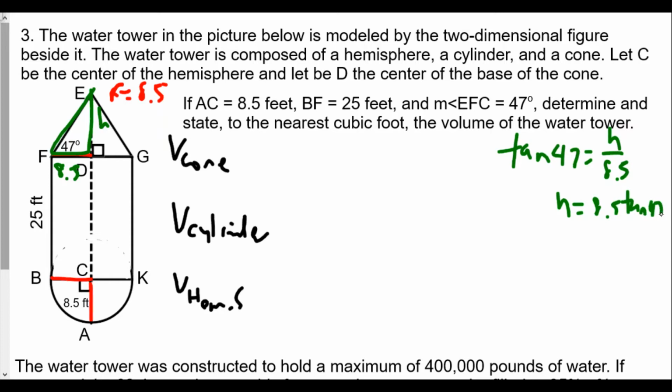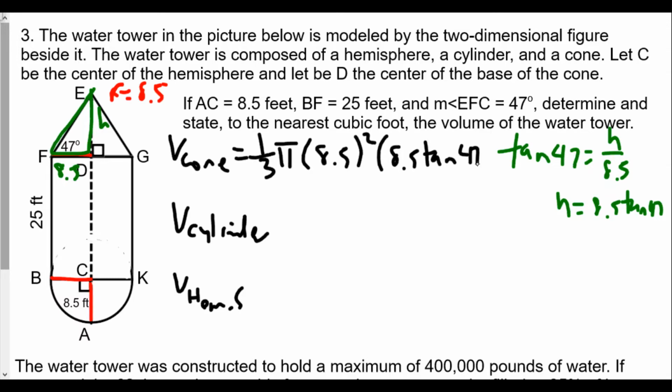Now you could find the value as is, in decimal form, and round everything off. I would say if you can round everything off, leave it at 2 decimal places. But I'm going to leave everything in 8.5 tan 47 because it compacts all the decimals together. So we'll find our volume for the cone to be 1/3 pi times 8.5 squared, and our height is going to be 8.5 tan of 47 degrees.